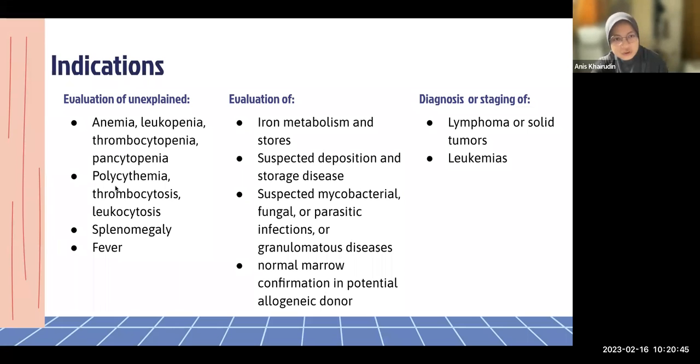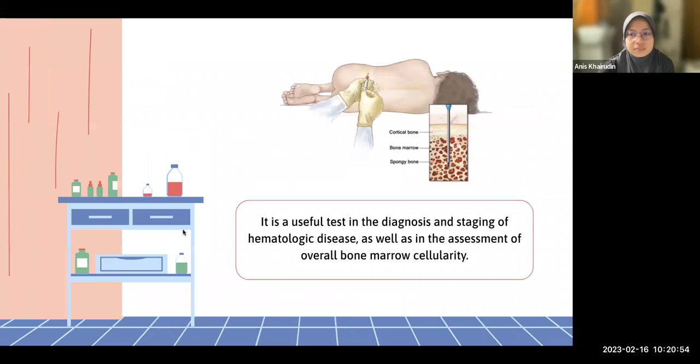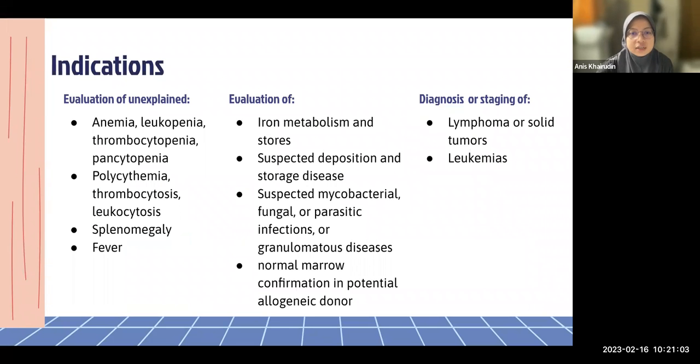So as I said before, I'll be presenting about bone marrow aspiration and trephine biopsy. So it is basically a test usually to diagnose and stage hematological disease, as well as in the assessment of overall bone marrow cellularity. And there are several indications for this test.